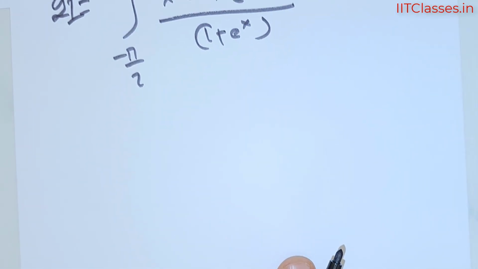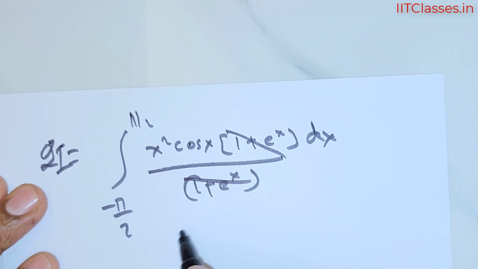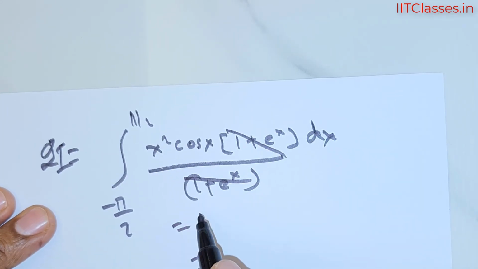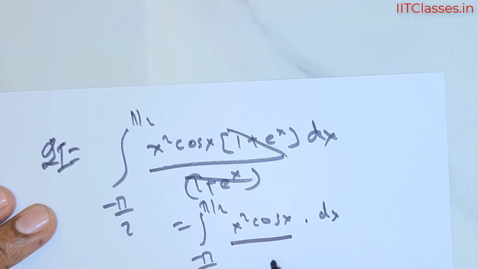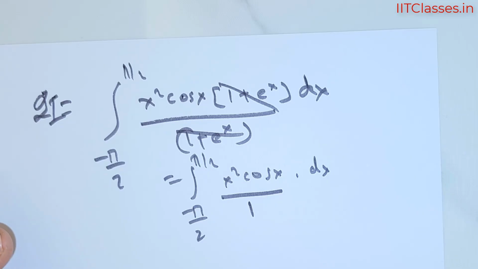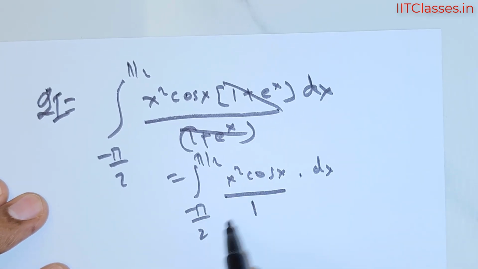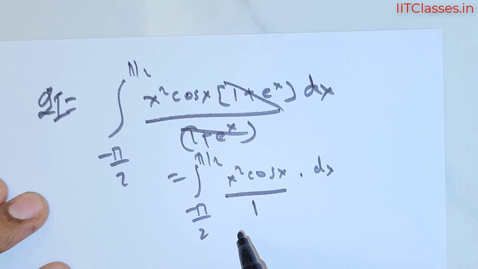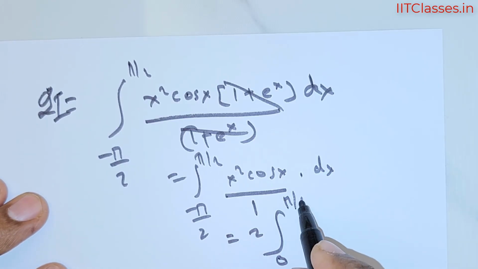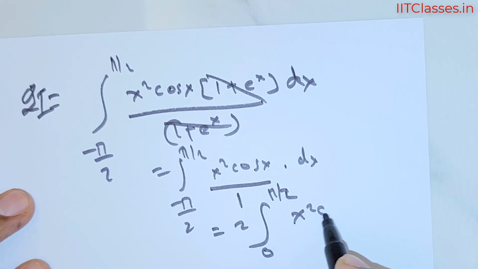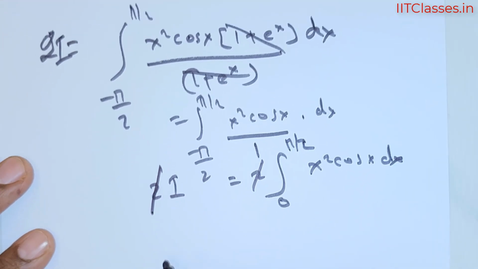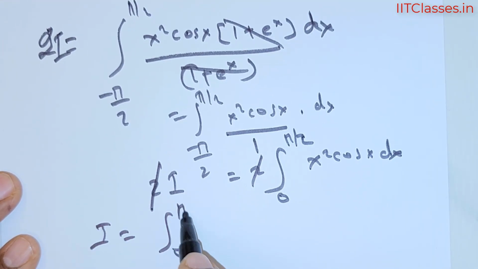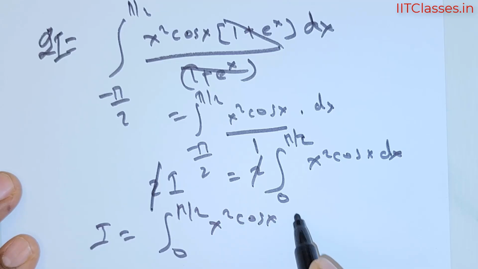So they get cancelled, giving me negative pi over 2 to pi over 2 x squared times cos x times dx. Of course we got only 1 as a denominator. Now this x squared is an even function, cos x is an even function, so I can rewrite this as 2 times integral 0 to pi over 2 x squared times cos x times dx. On the left you have 2I, so 2 gets cancelled, giving me I is equal to integral 0 to pi over 2 x squared times cos x.